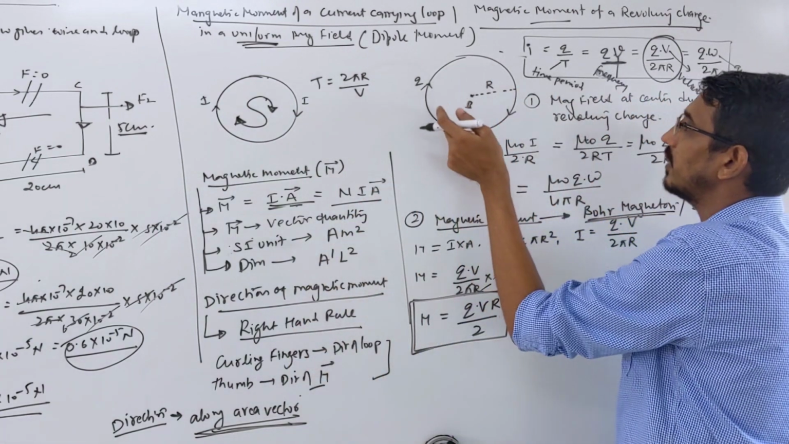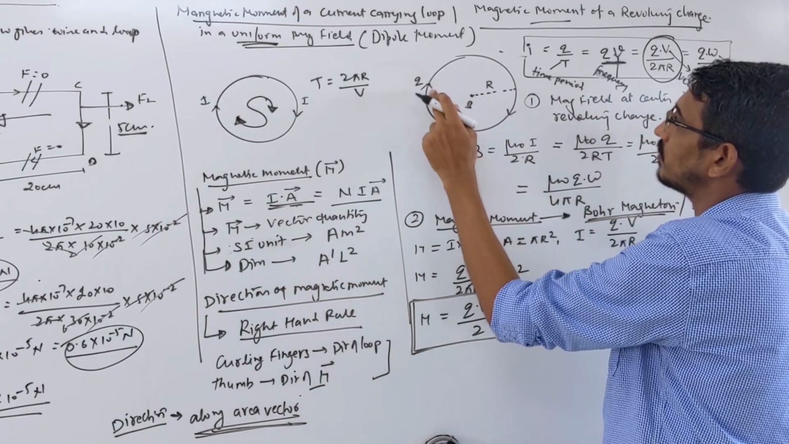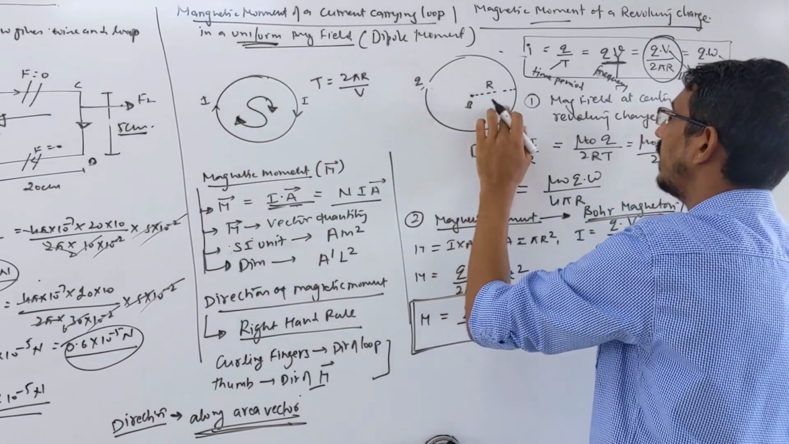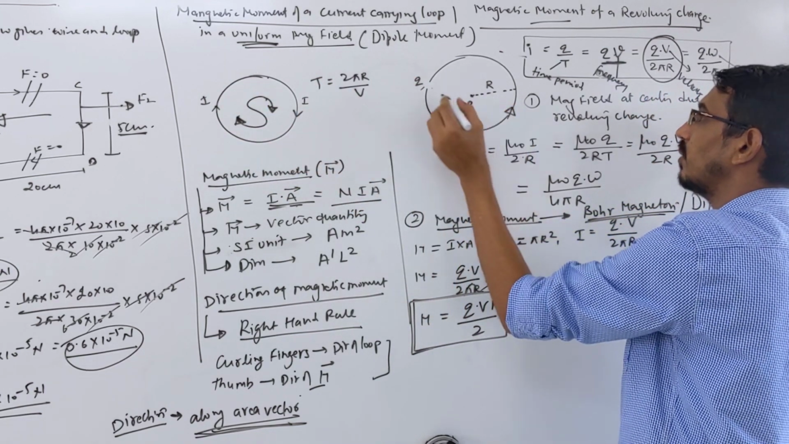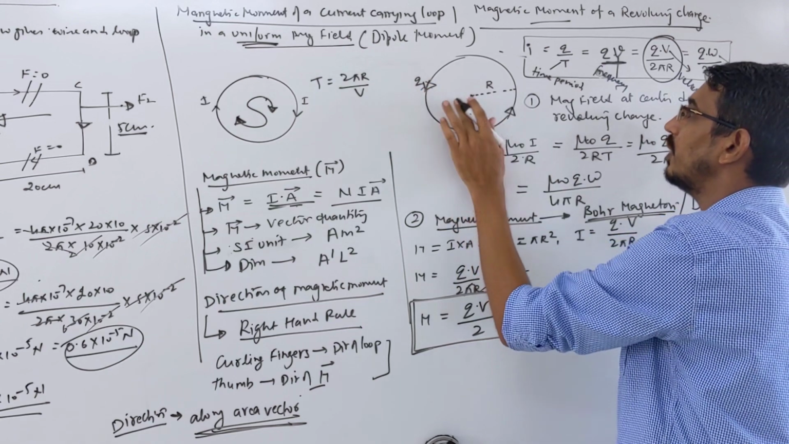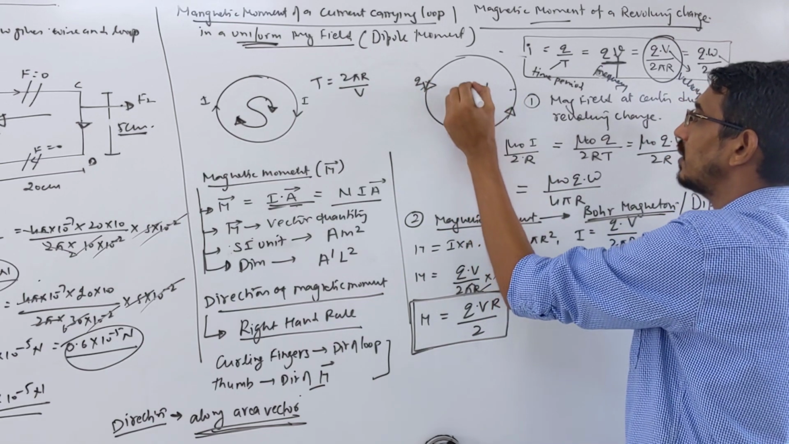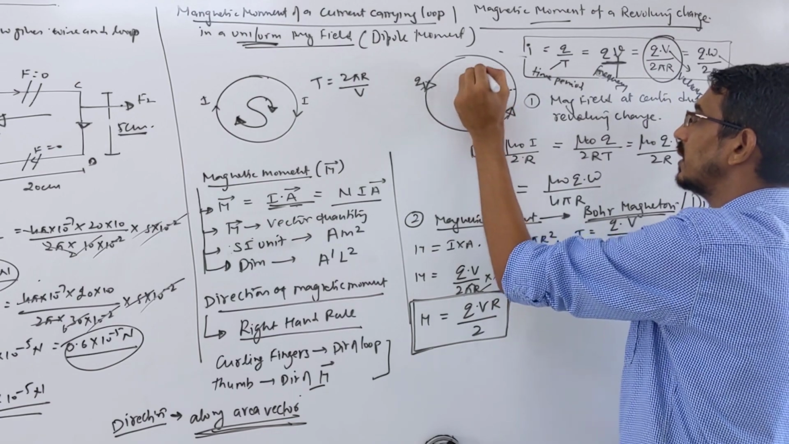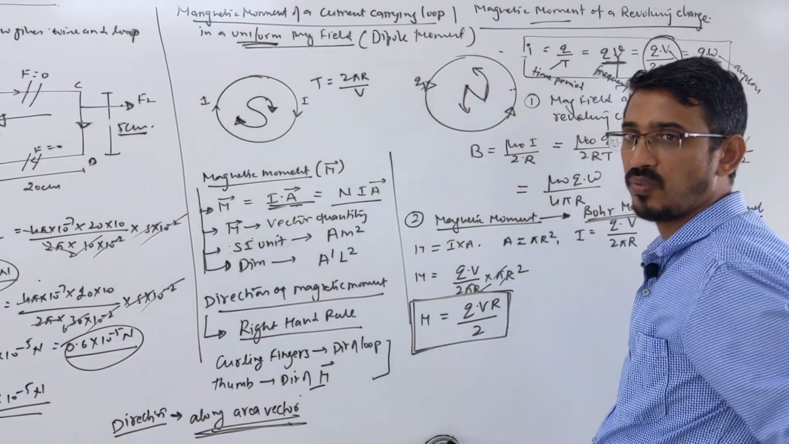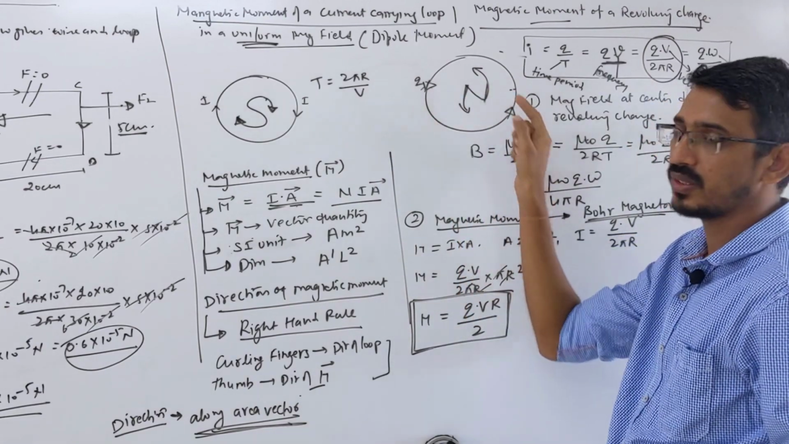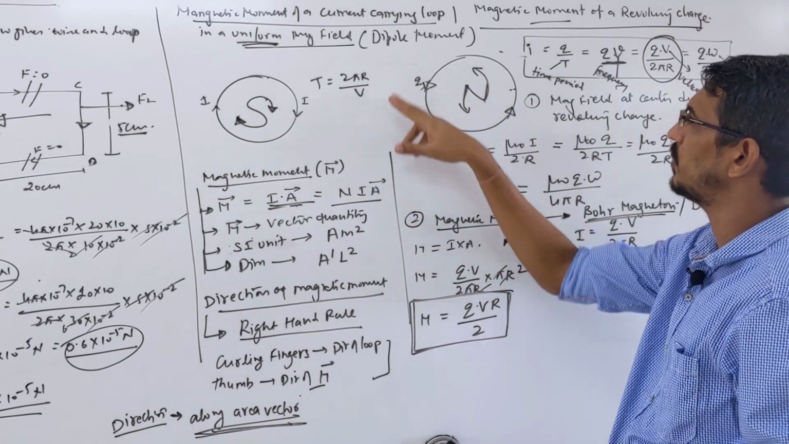Current is flowing this way. I drew something wrong. Okay, this is clockwise, and here I drew anti-clockwise. Both I drew clockwise. This is anti-clockwise, a different picture actually. See this arrow showing anti-clockwise current flowing. So in the front, what pole is formed? North pole is formed, and the back is south pole. Both poles are formed, so we call it a dipole.